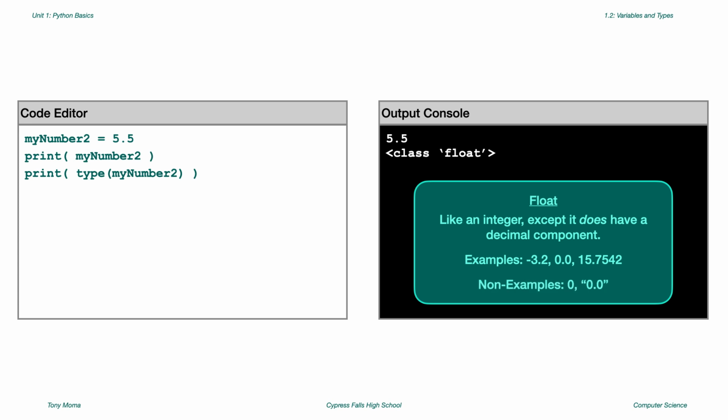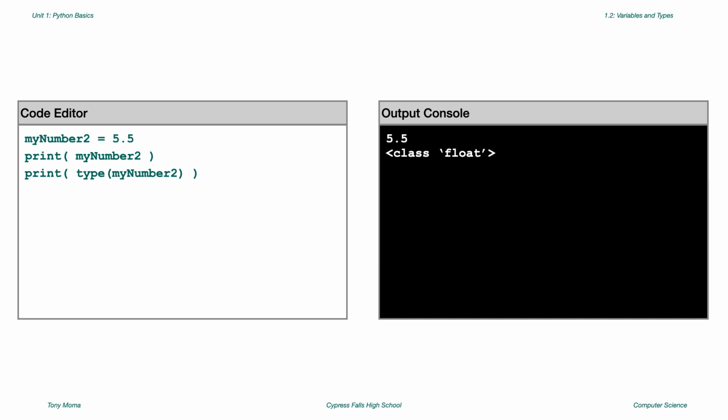Non-examples. The number 0, simply written as that, is not a float. Even though 0 is technically the same as 0.0 as far as humans are concerned, the Python interpreter will only interpret 0 as an int. If you need it to be interpreted as a float, then you need the decimal component. Also, if you put 0.0 or any float value inside quotation marks, the Python interpreter will not interpret it as a float. It will instead interpret it as a string.